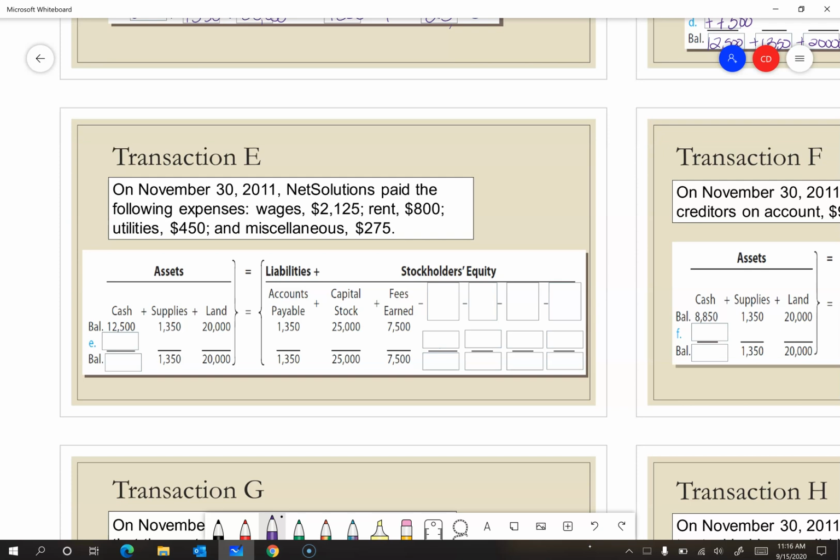Okay, so remember that spending cash or using up other assets in an attempt to earn revenue, these are all called expenses. So these are all expenses, all right? So first question, is cash changing hands? Yes, cash is changing hands. How much cash is changing hands? Well, what you need to do is add up wages, rent, utilities, and miscellaneous.